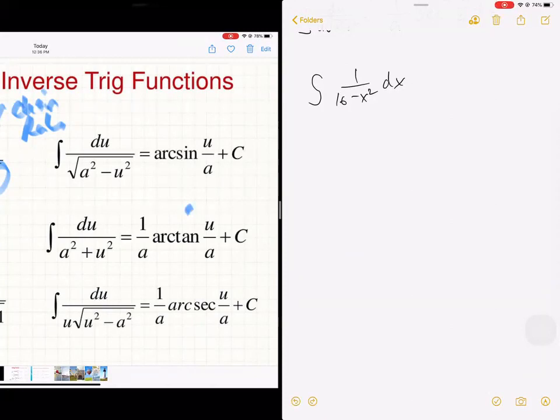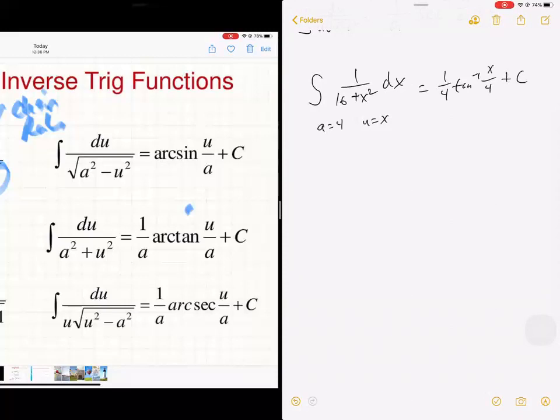So this is going to be a is 4 because 4 times 4 is 16. And then u is x because x times x is x squared. I didn't make a mistake. Let me change to the plus. I'm sorry. Make that a plus. It doesn't work if it's a minus because it's not the right identity. And then we end up with 1 over 4 tan inverse of u over a plus c.